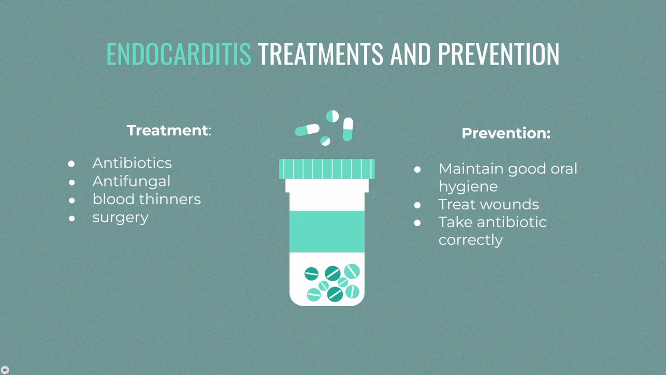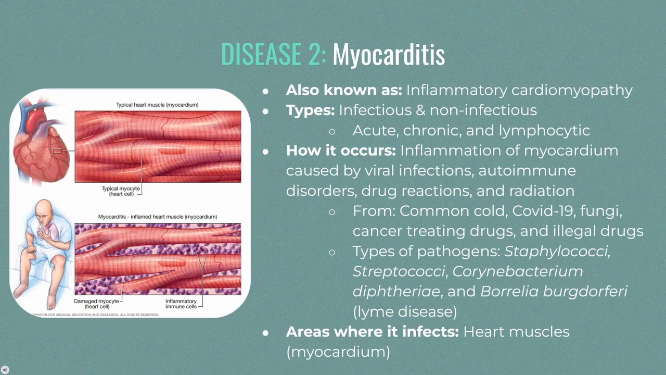your health provider correctly. Disease number two affecting the cardiovascular system is myocarditis, also known as inflammatory cardiomyopathy. There are three main types: acute, chronic, and lymphocytic.